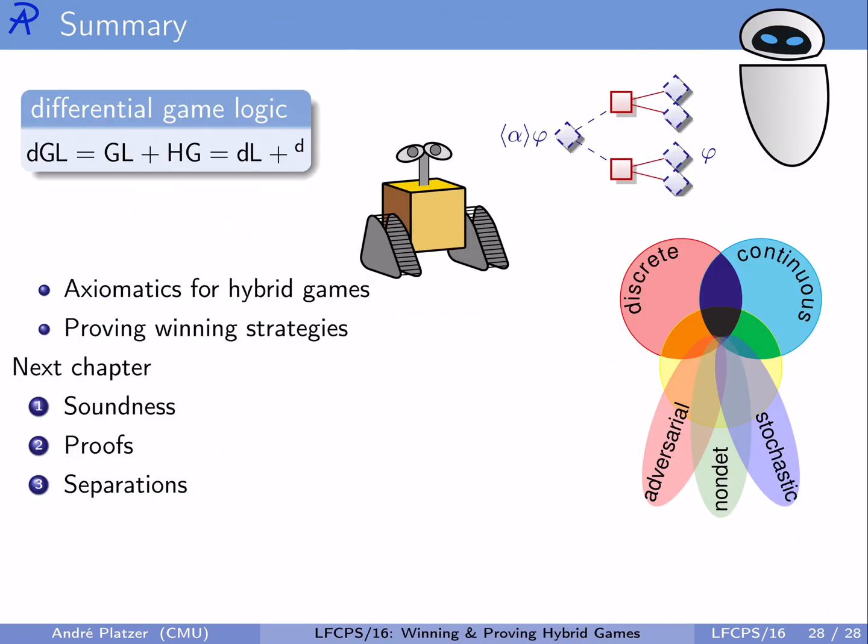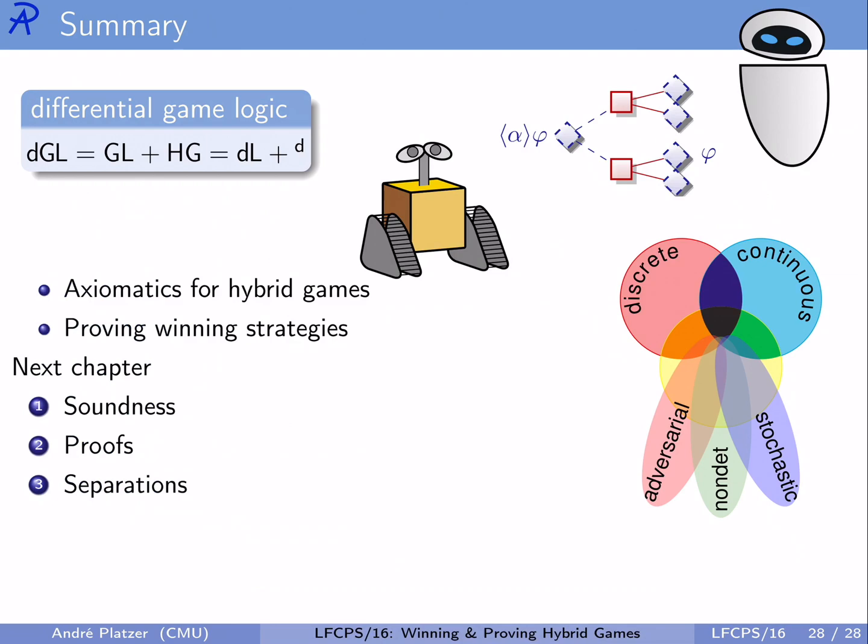Overall, what we've seen is differential game logic as game logic plus hybrid games, or differential dynamical logic plus the duality operator, which we've now seen axiomatized for hybrid games, enabling us to not just know the hybrid games are consistent and determined, so from every state exactly one of the two players will have a winning strategy for opposing winning conditions, but also we have a way of finding out who that is by using the hybrid games axiom and differential game logic in order to prove the existence of winning strategies.